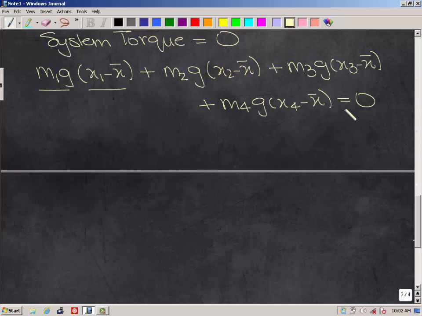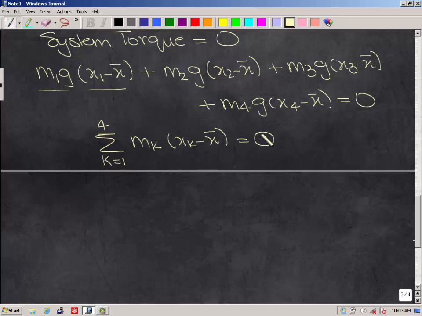So we can clean this up. We can divide both sides by g, since there's a g common to every term. We can also write this in a more compact form, using the summation notation that we used before. So I'm going to write the sum from k equals 1 to 4, since I have 4 masses, of m sub k times x sub k minus x bar, is equal to 0.